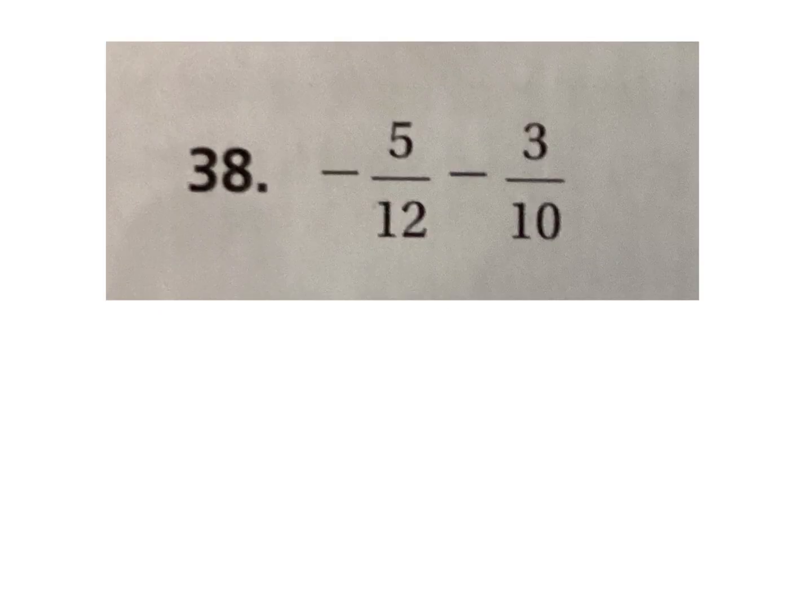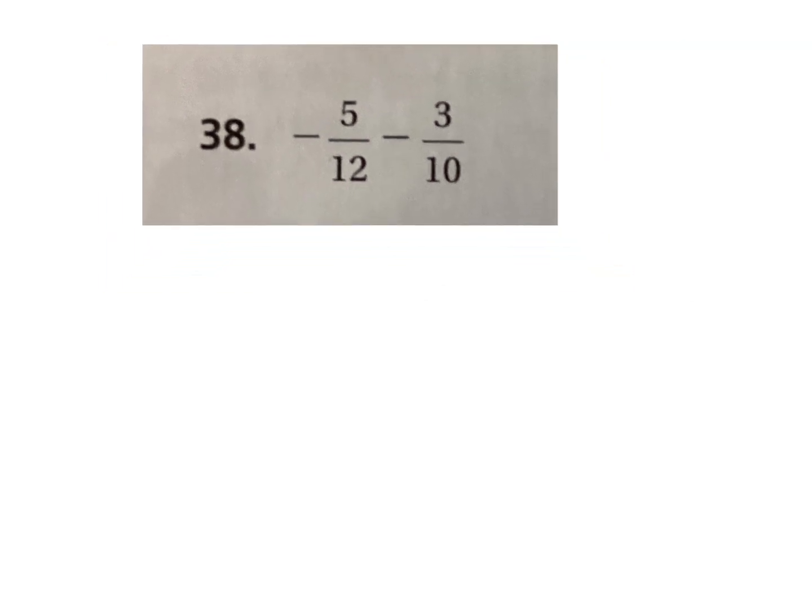All right, 38 takes us from just integers to now we have rational numbers. So we have fractions included, fractions and decimals. All right, if I have a -5/12 minus 3/10, I'm going to add the opposite. So I have a -5/12 plus a -3/10. Now I have to have the same denominator, so I would say 60.